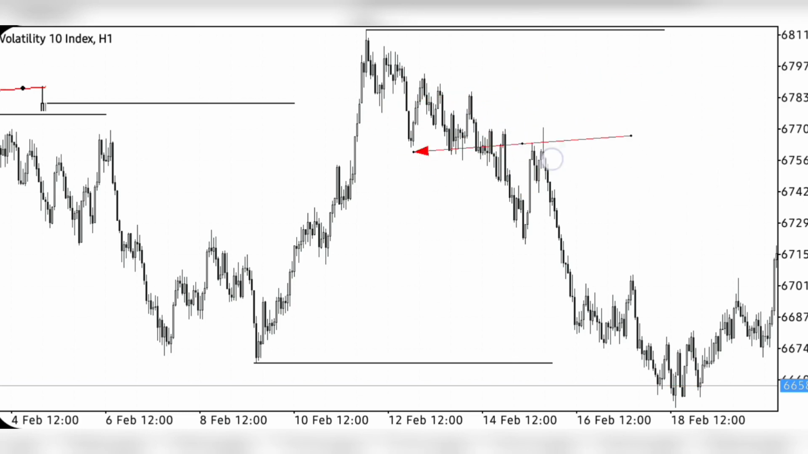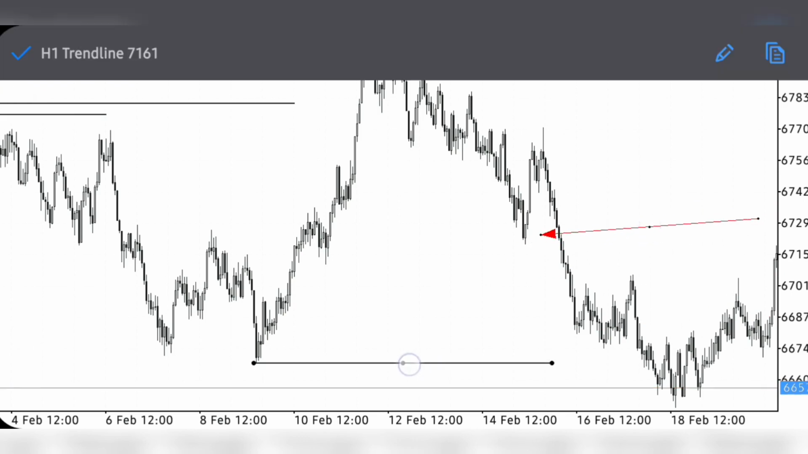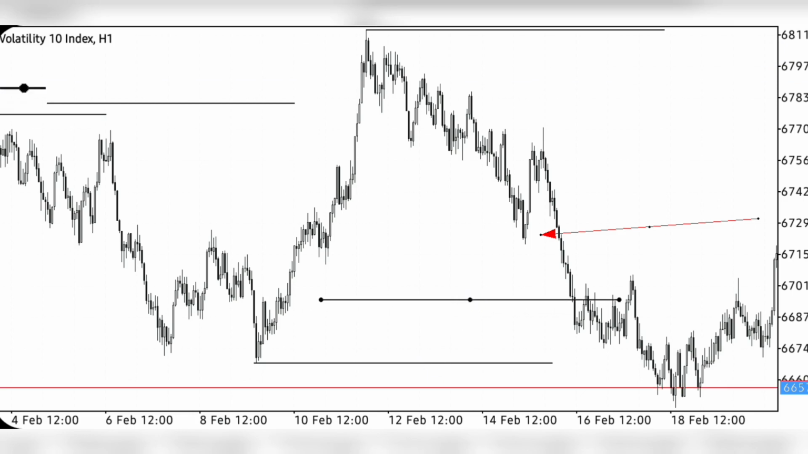The market has been balancing very well over here, but when it got to this area, the market gave an impulsive movement without balancing back into this area. So it simply means this is our last internal break of structure. We are going to be marking this out as our last internal break of structure.